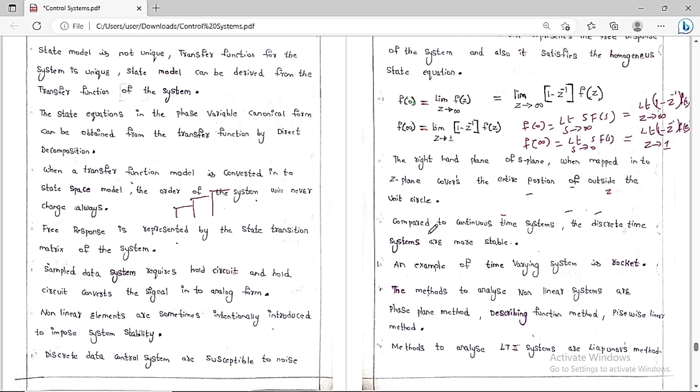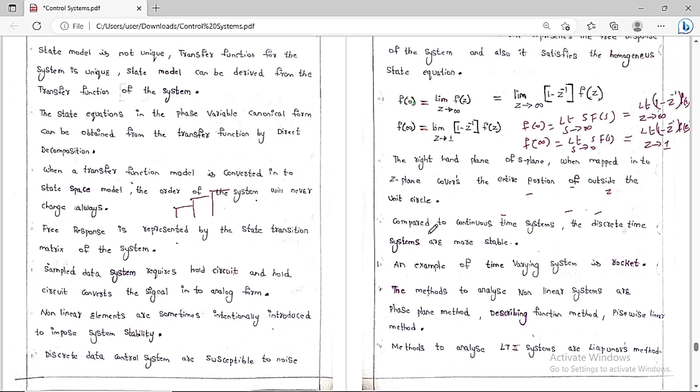The next point is, the methods to analyze nonlinear systems are the phase plane method, the describing function method, and the piecewise linear method. So these points always you have to keep in your mind.